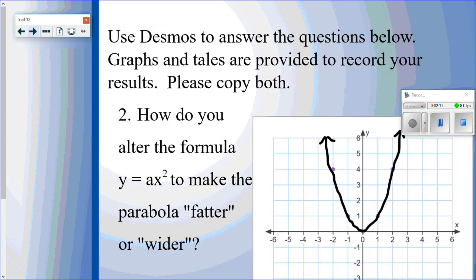So we looked at how to make it skinnier. How are we going to make it fatter? So now we're trying to make it do this. What do we have to change about A to make that happen? Again, flip over to Desmos, think about it for a second, or just follow along on the next slide.